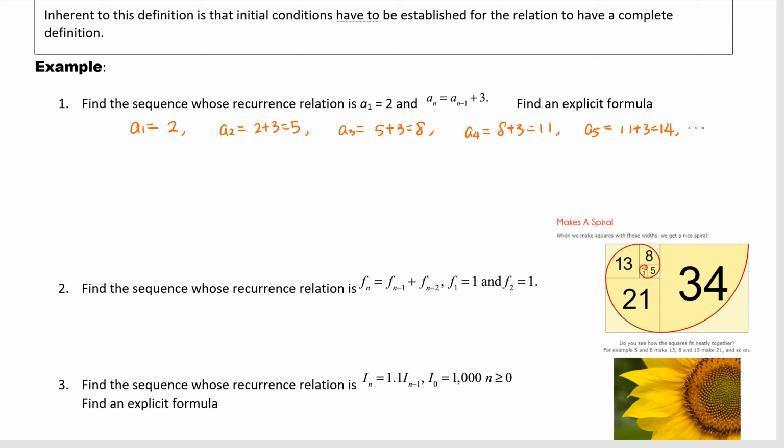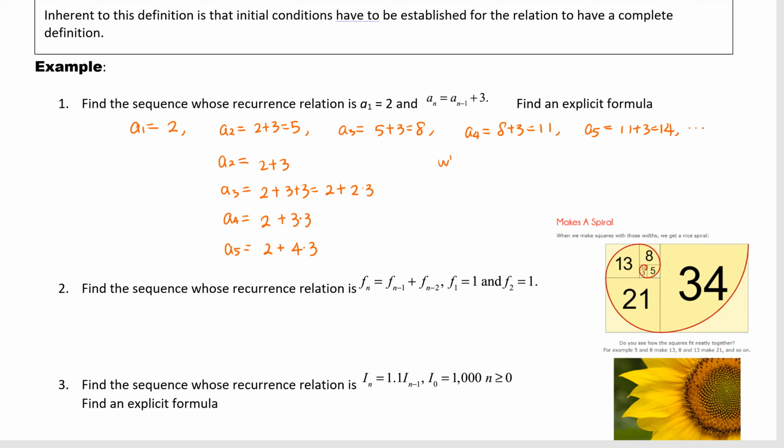And in order to find an explicit formula, we want to find the pattern. How do we find the pattern? Look at a2. Well, a2 equals 2 plus 3. And then how about a3? Well, for a3 we add 3 to a2, so that's 2 plus 3 plus 3. This is the same as 2 plus 2 copies of 3. And then for a4 we add one more 3, so we get 3 copies of 3. How about a5? We add one more 3, so we have 4 copies of 3.